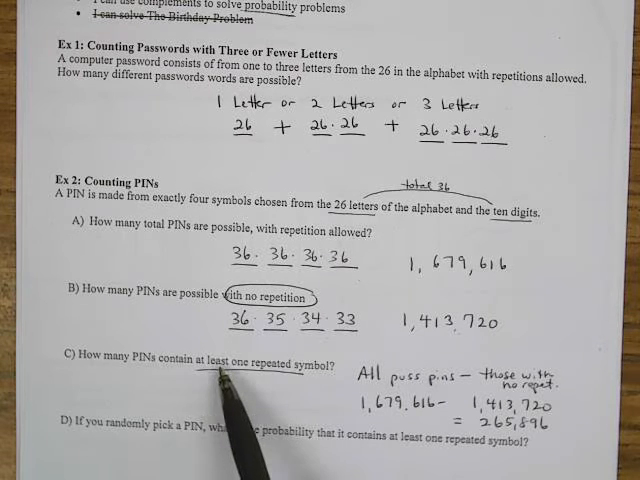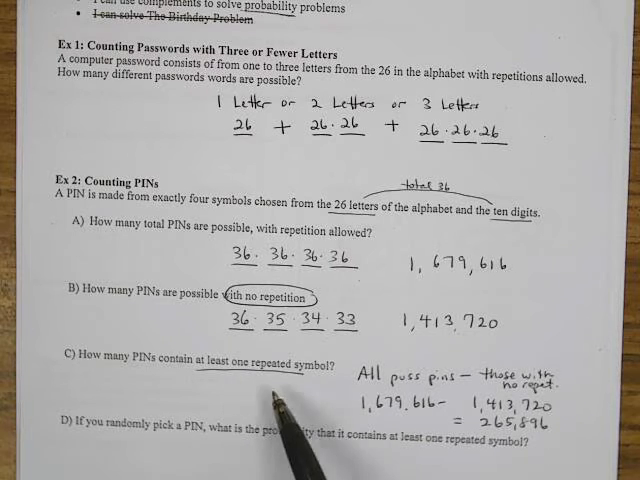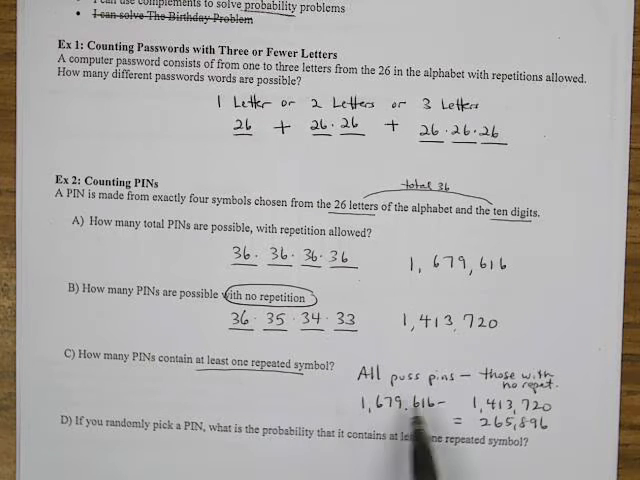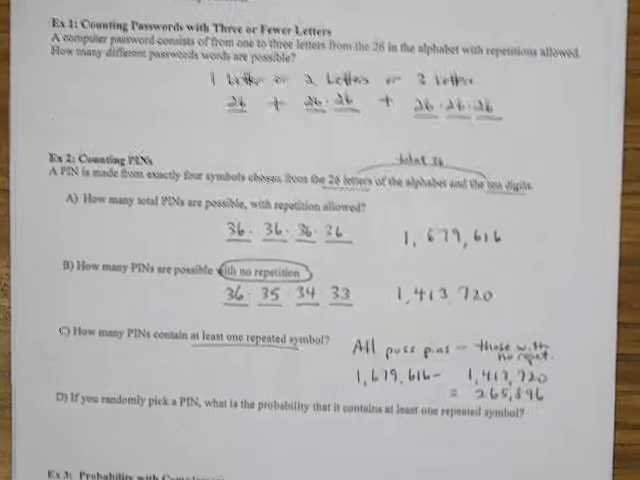So sometimes you can more easily use previous values to subtract rather than consider each case. Remember, if we were to consider at least 1 repeated symbol, we'd have to do 1 repeated, 2 repeated, 3 repeated, 4 repeated. We would have had to consider 4 cases. It's much faster to take all cases and subtract with no repetition. All right, so that's similar to what we've done in the past couple of lessons.